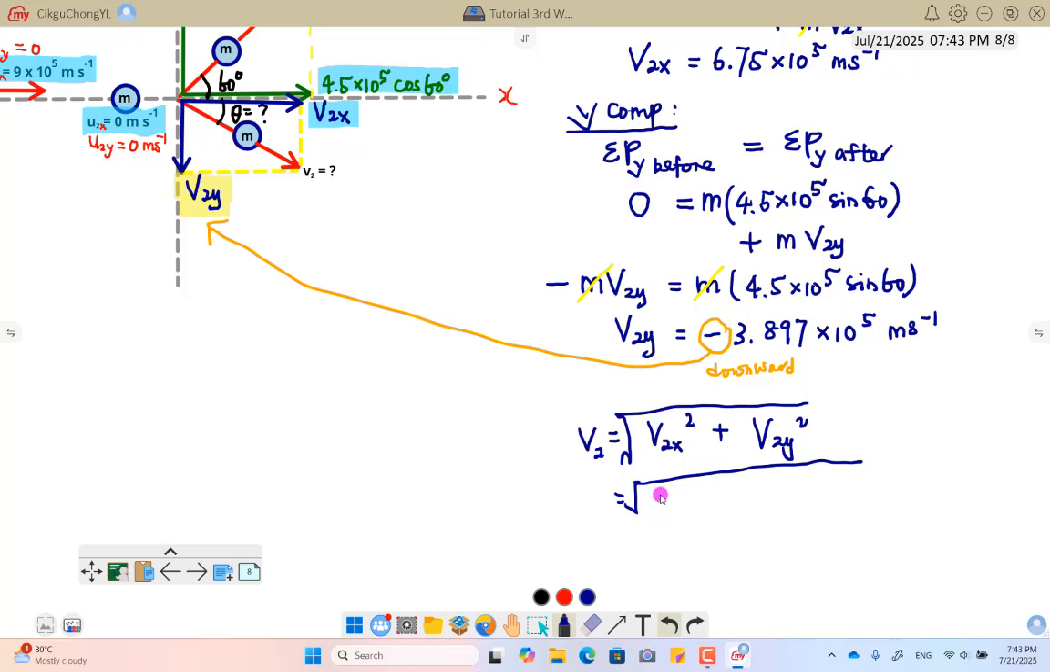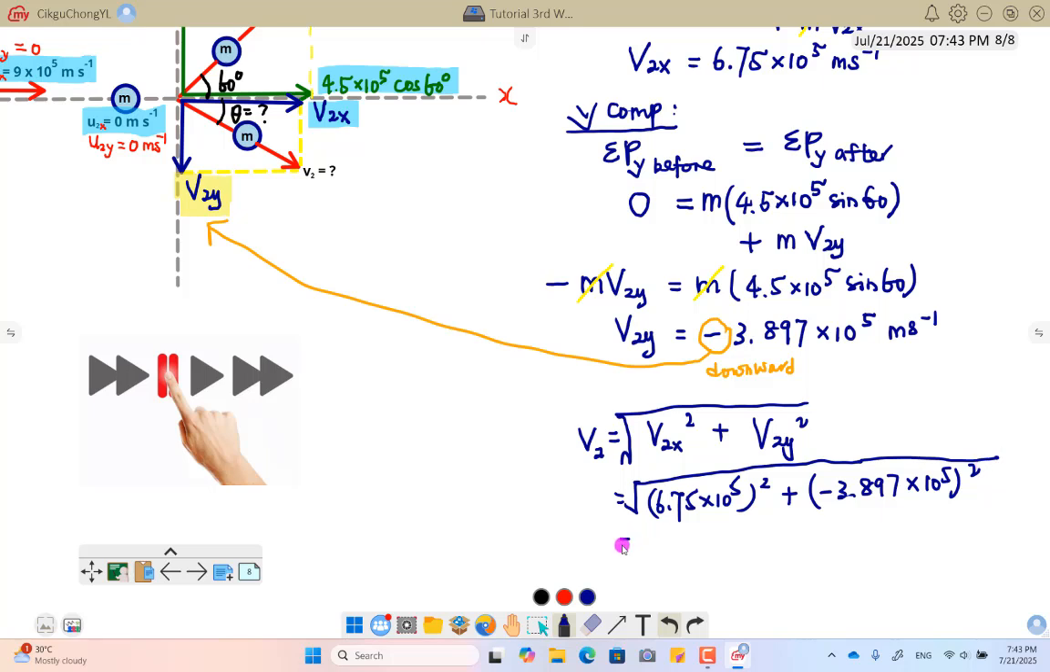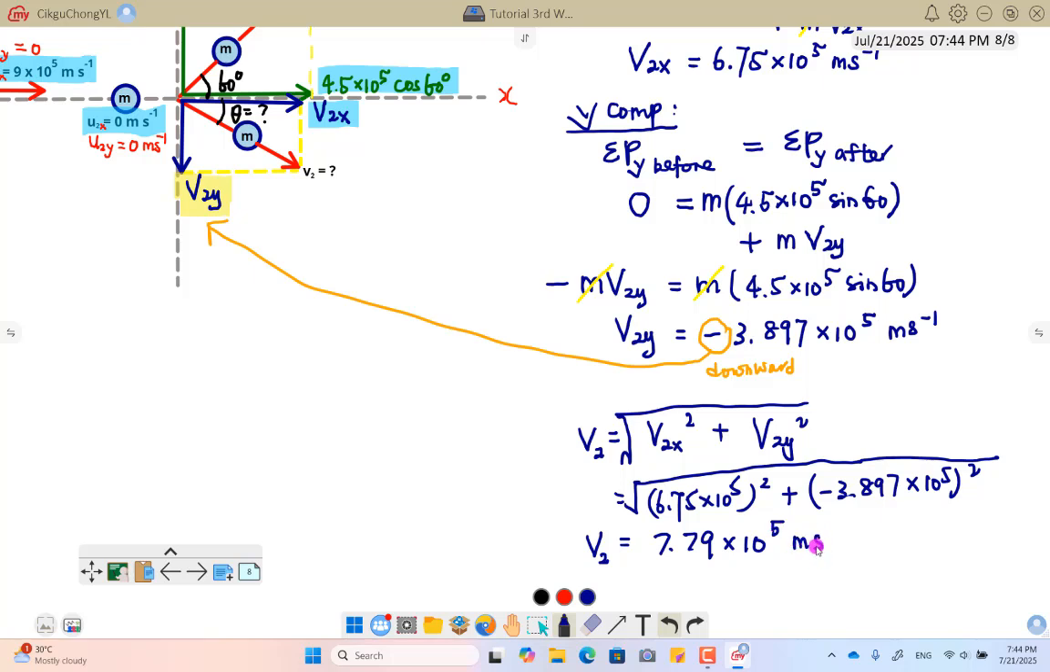So I'm going to have 6.75 to the power of 5 squared plus the y component, which is negative 3.897 to the power of 5 squared. You may pause the video to calculate the magnitude of the final velocity for the second proton. If you do it correctly, you should get 7.79 to the power of 5 meters per second.